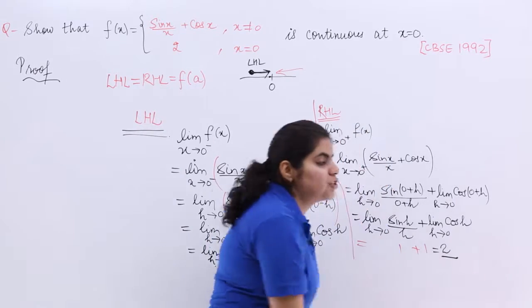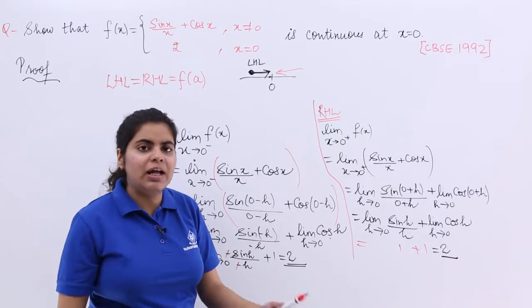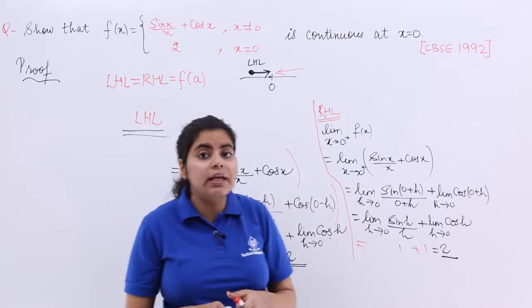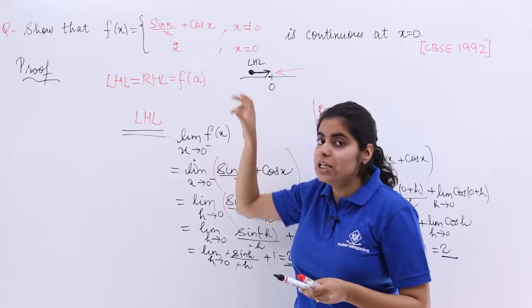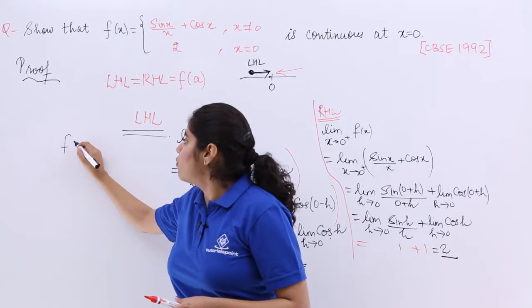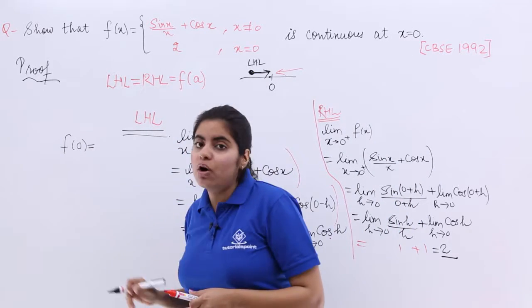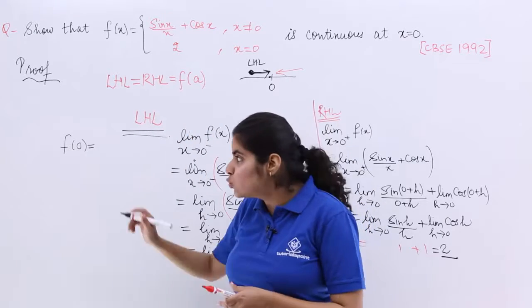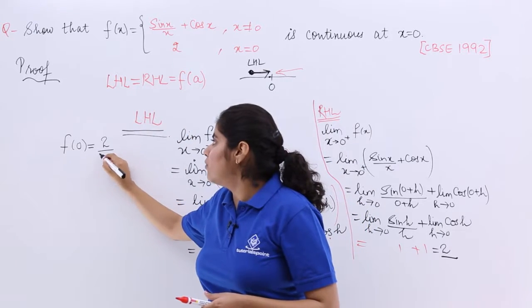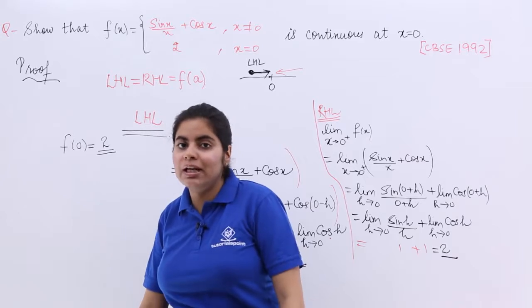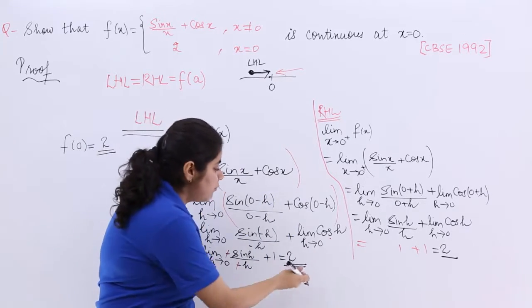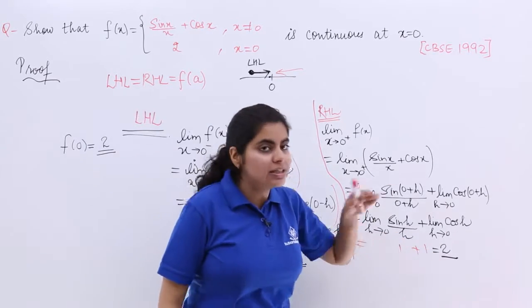So this value of LHL is 2, and this value of RHL is 2. What about the value of the function at that point? What is the point? It is 0. What is f of 0? f of 0 is given to me as 2. So you see, everywhere I have 2. The value of the function at that point is 2, the left hand limit is 2, the right hand limit is 2.